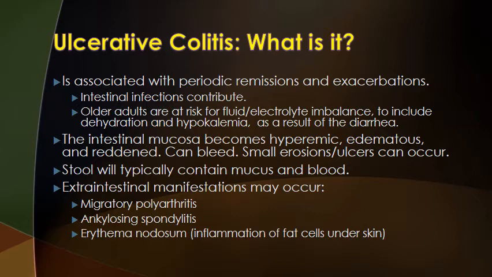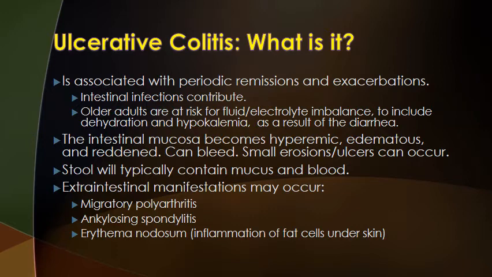Specifically now, we're going to talk about ulcerative colitis and what it is. UC is associated with periodic remissions and exacerbations. They'll get better and then they'll get really bad again. Intestinal infections contribute to the exacerbations. Older adults are at risk for fluid and electrolyte imbalance, which includes dehydration and hypokalemia as a result of the diarrhea. So pay attention to that across the lifespan, how the older adult is much more at risk for quick problems with fluid and electrolyte issues.